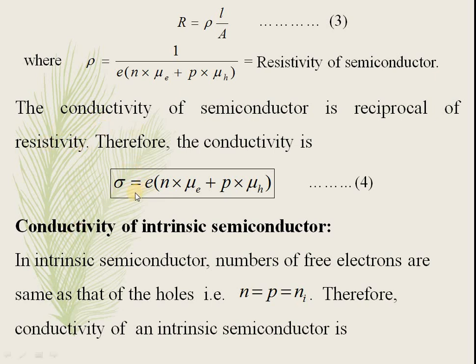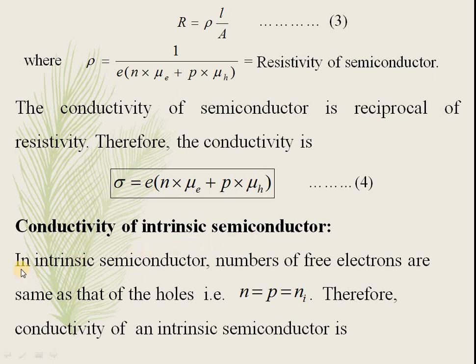But we know that semiconductors are divided into two different types. First is the intrinsic semiconductor and second is the extrinsic semiconductor. We derive an equation for the conductivity of intrinsic semiconductor as well as extrinsic semiconductor. So first we consider the conductivity of intrinsic semiconductor. Again, what is meant by intrinsic semiconductor? The semiconductor which is in pure form is known as an intrinsic semiconductor. For example, germanium and silicon are pure forms of semiconductor, so these are called intrinsic semiconductors.